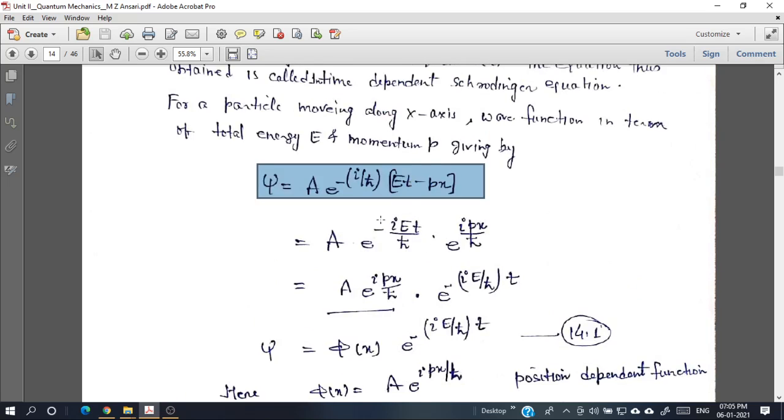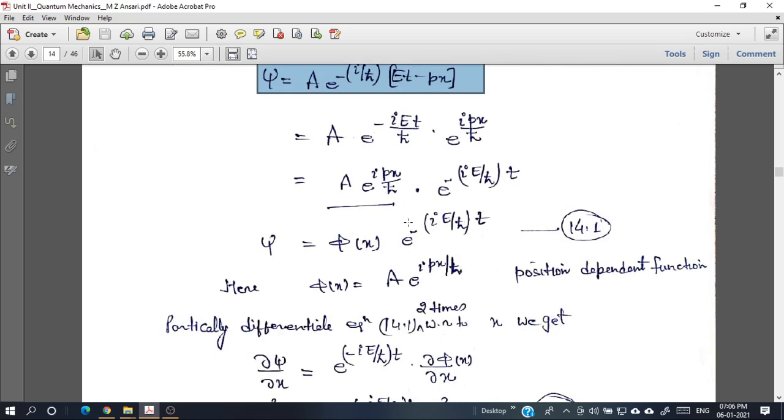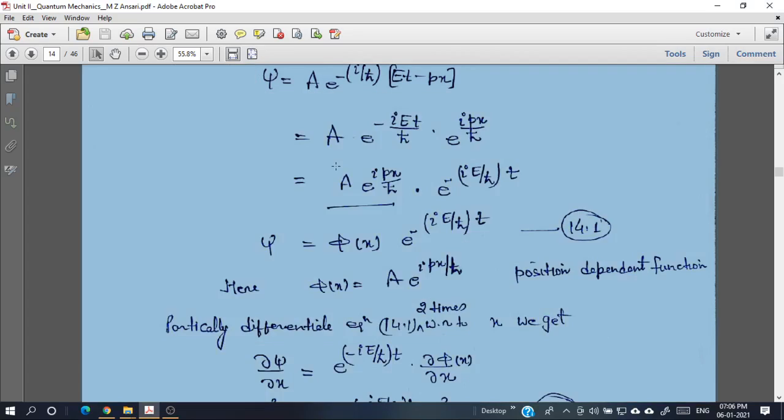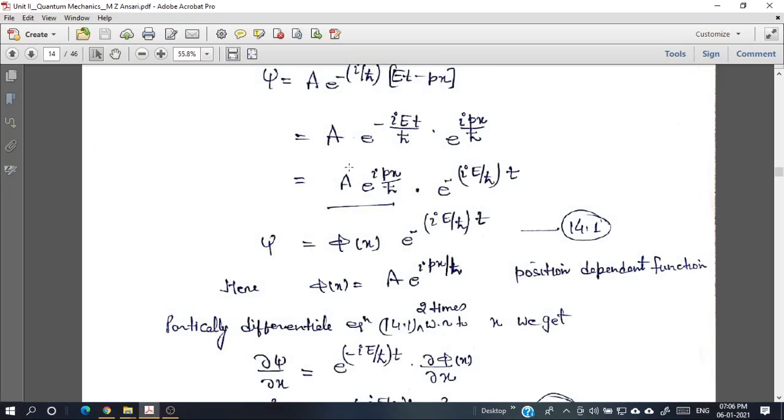So what we do, simply, we separate e to the power i E t by h cross and e to the power i p x upon h cross. When we separate this term, e to the power i p x upon h cross, let's say this is phi, we have assumed this is phi. The remaining term is e to the power minus i E upon h cross into t. So the remaining equation is psi is equal to phi(x) e to the power minus i E t upon h cross.